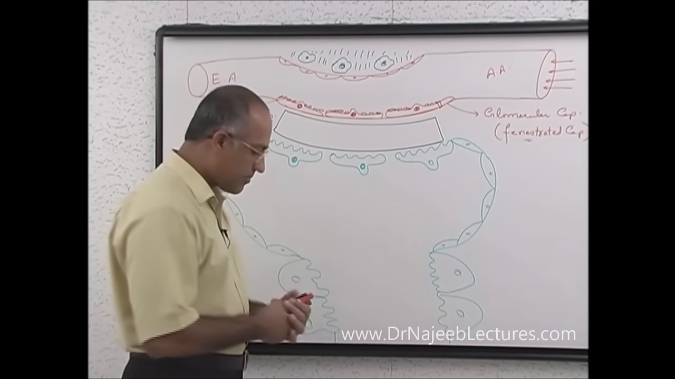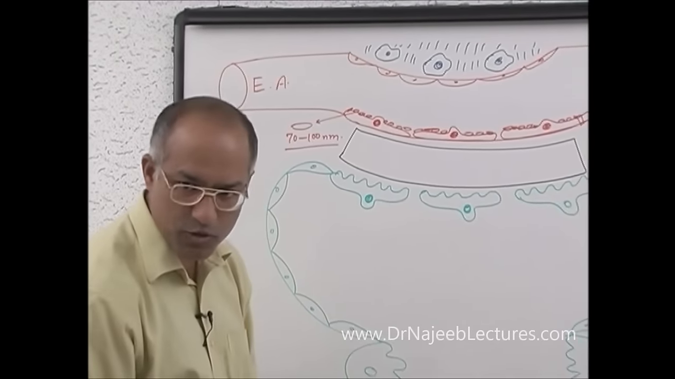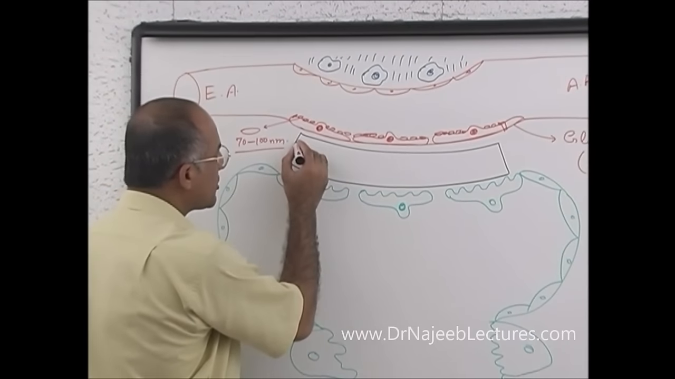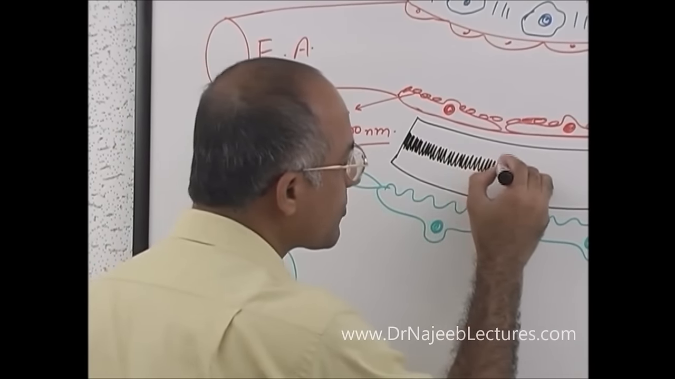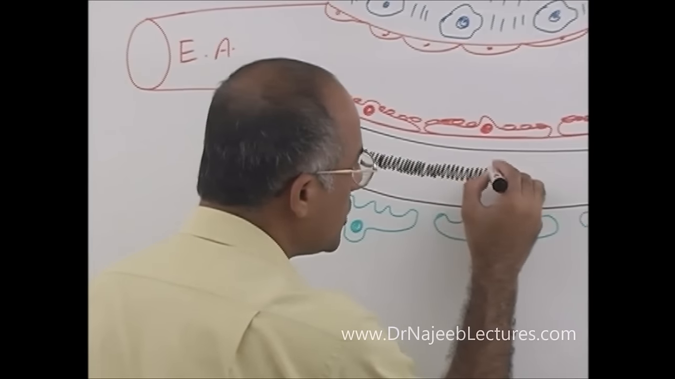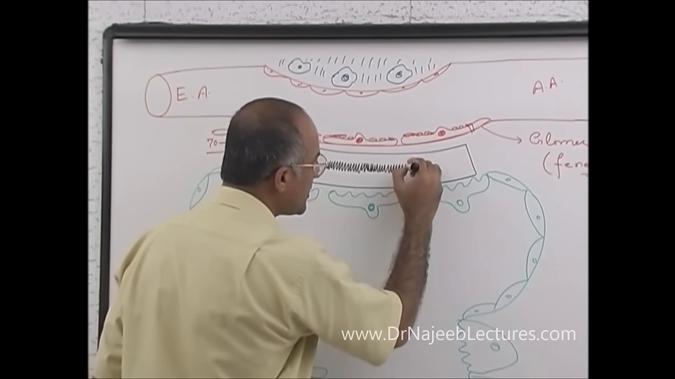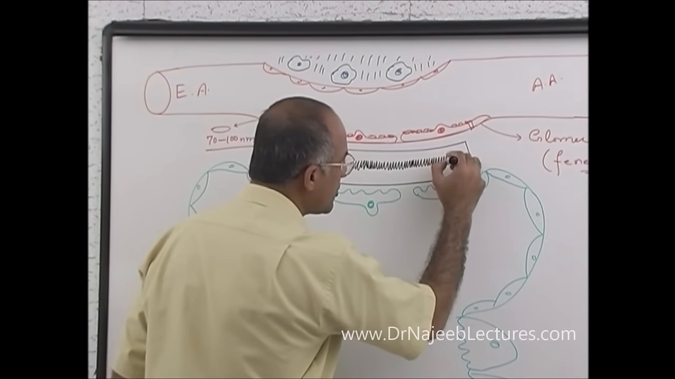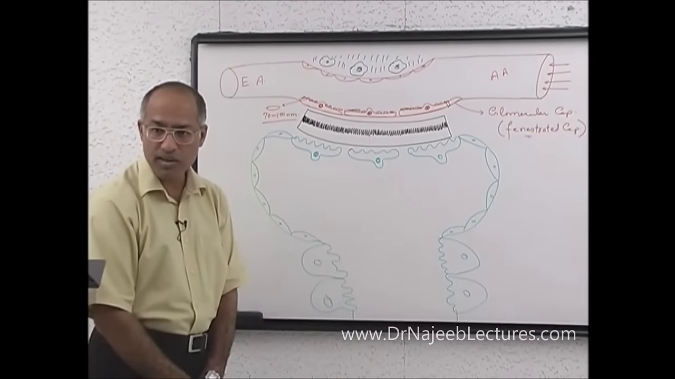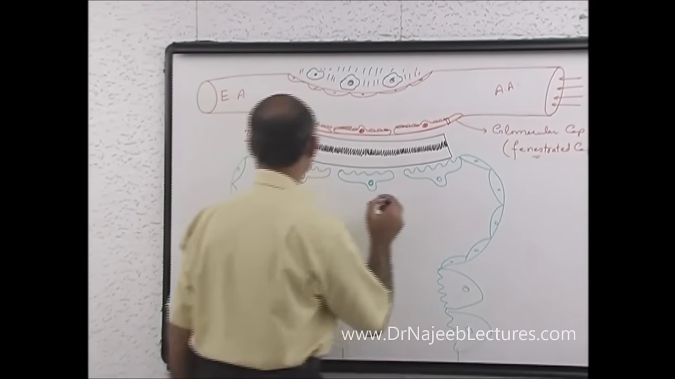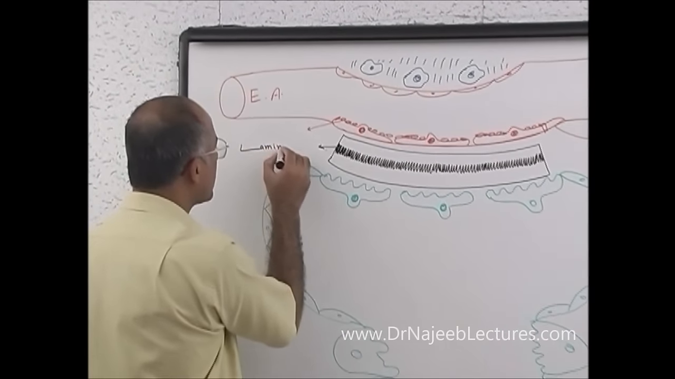Endothelial cell. Then when you look at the glomerular basement membrane under the electron microscope, you find that its central area is very, very dense. And this central area of the glomerular basement membrane, which has on one side endothelial cells and on the other side what type of cells? Visceral epithelial cells. So this central area, which looks very dense under the electron microscope, is called lamina densa. What is this called? Lamina densa.